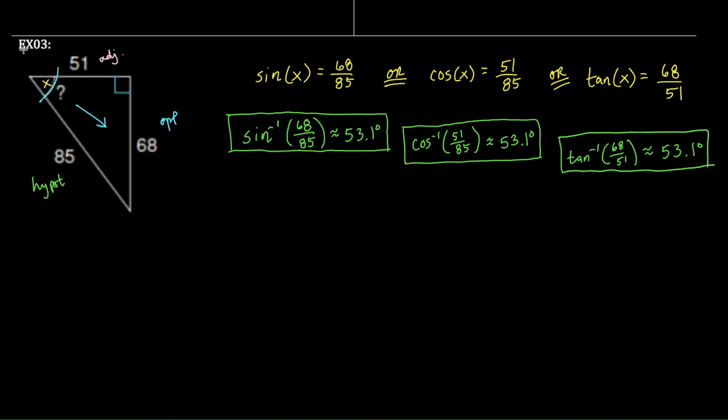So no matter what you do, there's only one possibility, because if this is this long and this side is this long and this side is this long, when you put it together for a right triangle, remember this only works for right triangles, this has to be 53.1 degrees, or approximately. So that's it. Thank you.